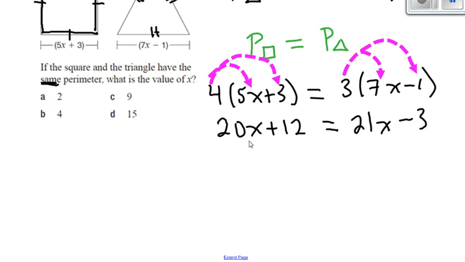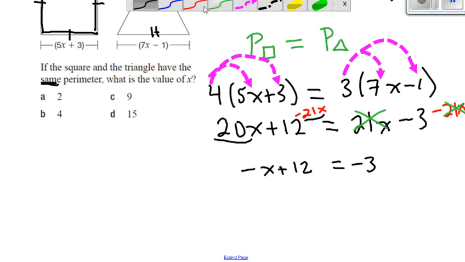So now that I have just an unsimplifiable binomial and an unsimplifiable binomial, now I can start to move things around. For example, I'm going to subtract 21x from both sides. So when I do that, I'll be eliminating 21x from the right. So on the right, when I eliminate 21x, all that happens is this and this cancel each other out. You're left with just negative 3. On the left, 20x subtract 21x is negative x.